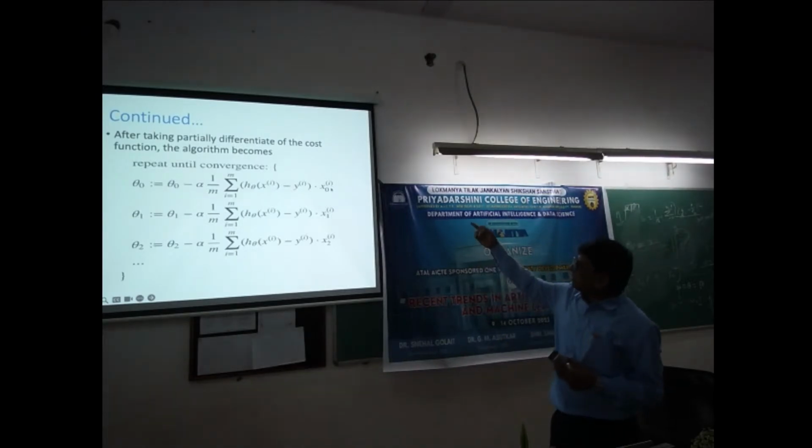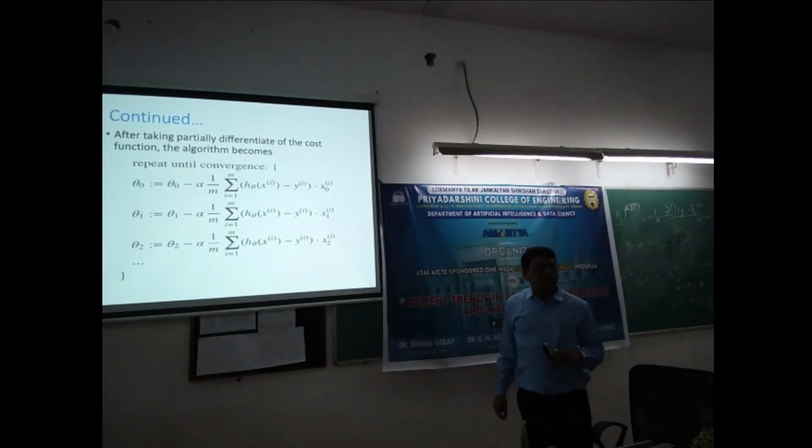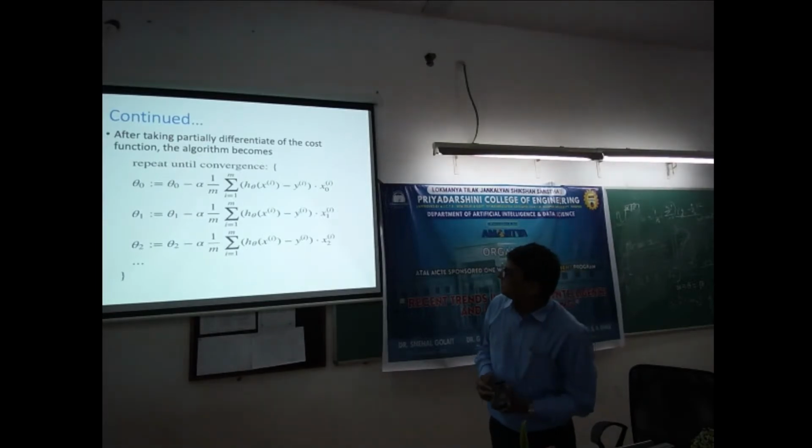So when you differentiate, you will get these equations for theta 0, theta 1, theta 2, like that. All the theta k will be updated, and this will continuously change until convergence, and at the end you will get the final values for theta. And once you get theta, you can find out y for any input x.